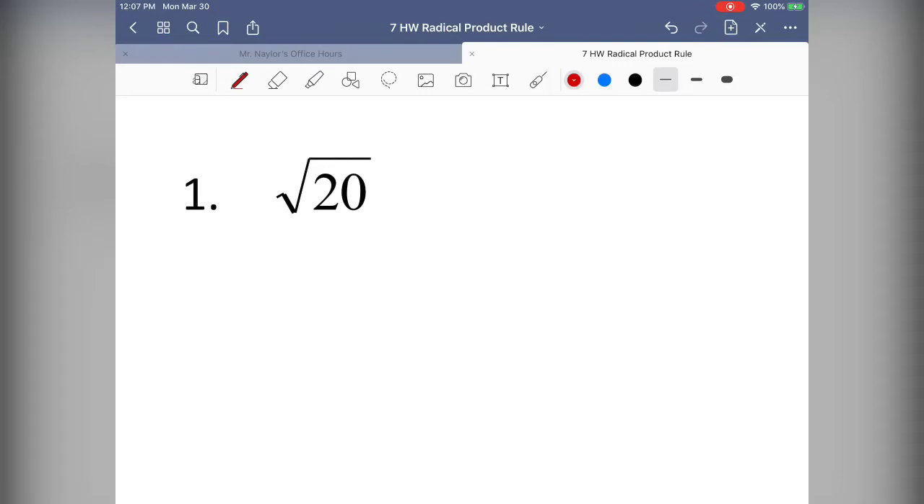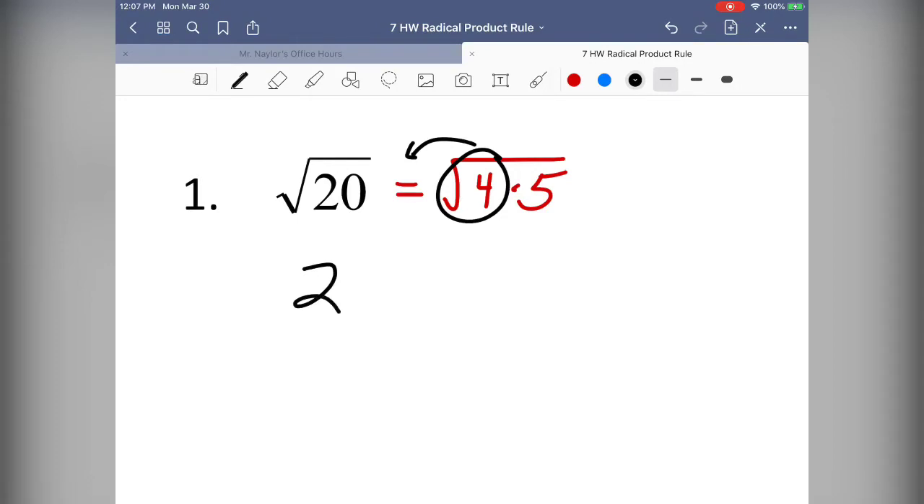Now, the square root of 20, you want to split that up into two numbers. They have to multiply to be 20, but one of them needs to be a perfect square. 4 is a perfect square, so that'd be the perfect number to be able to take out. When you take that 4 out, it reduces down to be a 2 because that's the square root of 4, and it leaves behind the 5. So we get 2 root 5.